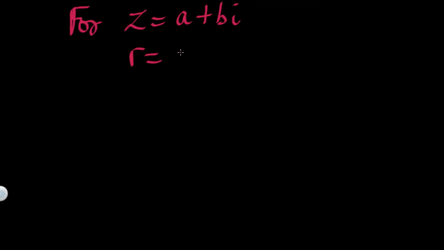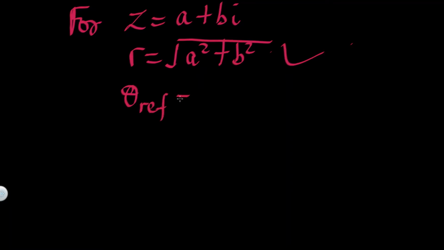All right. Let me just finish here by writing the formula. If we have Z equals A plus Bi, R, the modulus, is the root of A squared plus B squared. This is the modulus. For the argument, we're going to find theta ref. What I'm putting here is for the reference angle that you get from your calculator. This is the arctan of B over A.